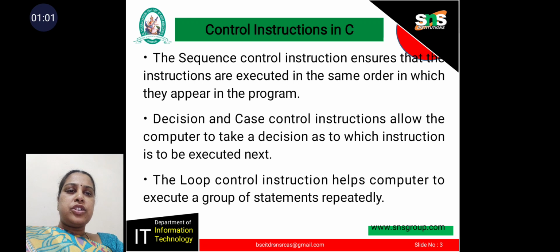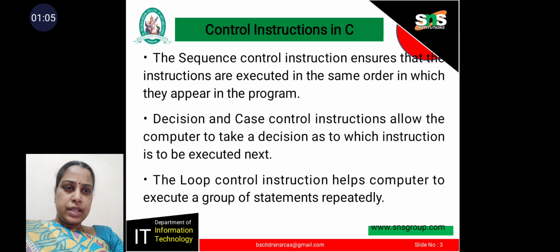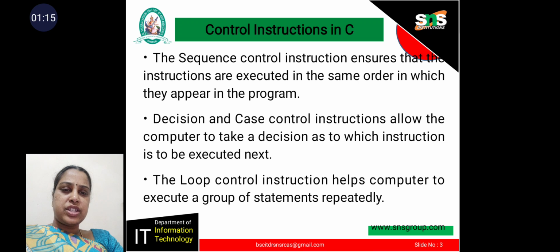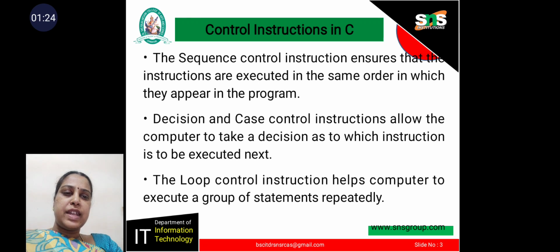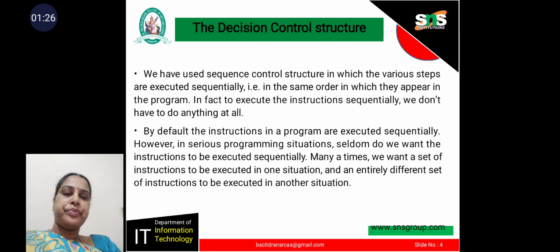The sequence control instruction ensures that the instructions are executed in the same order in which they appear in the program. Decision and case control instructions allow the computer to take a decision as to which instruction is to be executed next. The loop control instructions help the computer to execute a group of statements repeatedly.